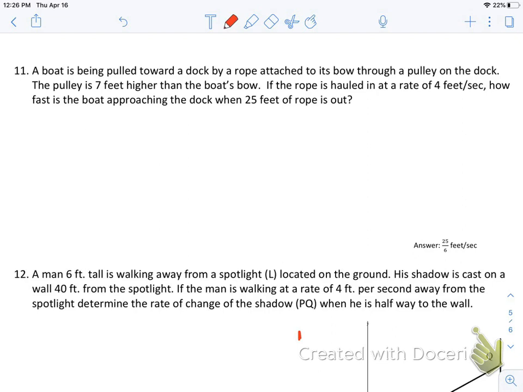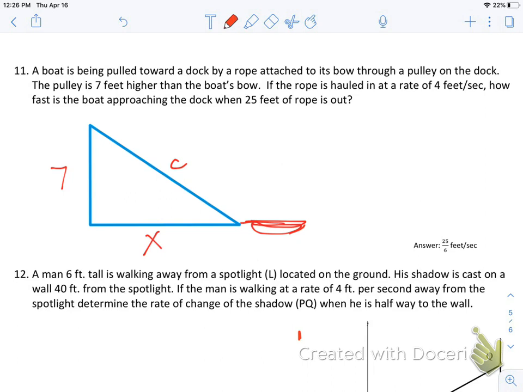To the next round: the boat and the dock. So this is classic. You'll see it on WebAssign, one similar to it. If you can just imagine, it's another right triangle scenario. And if I read through this carefully, the pulley being 7 feet higher than the boat's bow, you'd measure height above vertically. So 7 is the height there. I could have inverted the triangle so that the straight side is right above the boat itself, but I kind of like having the rope at an angle from the pulley like that. So that's just how I chose to draw it.